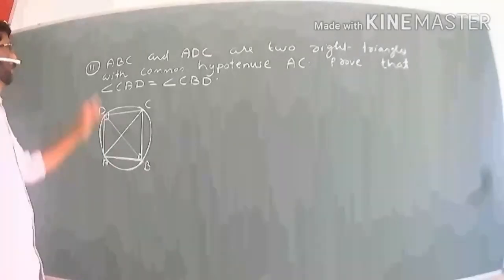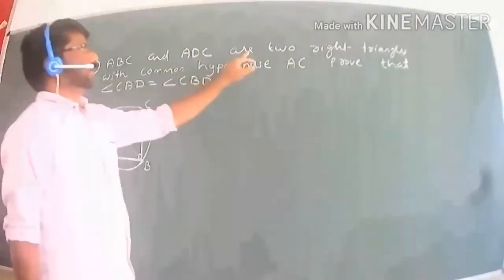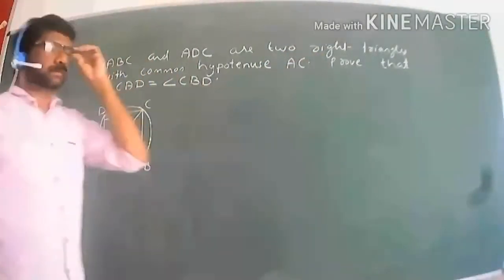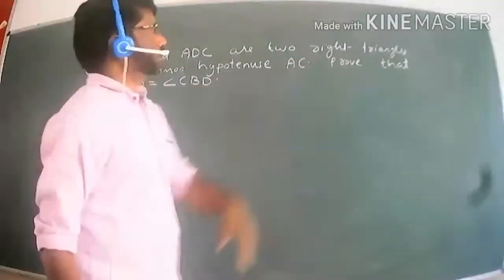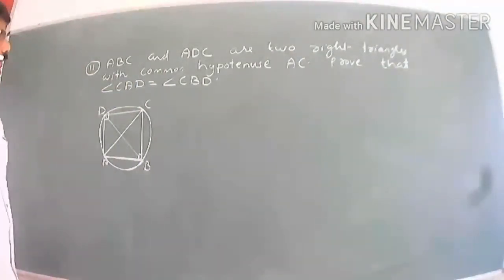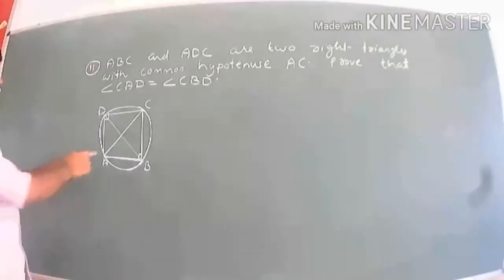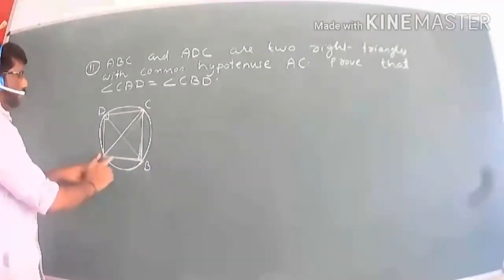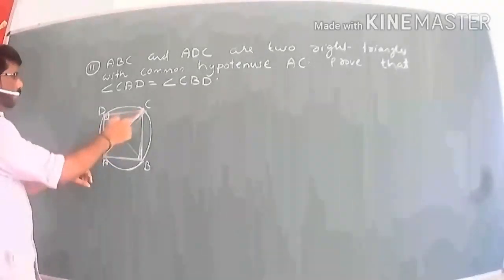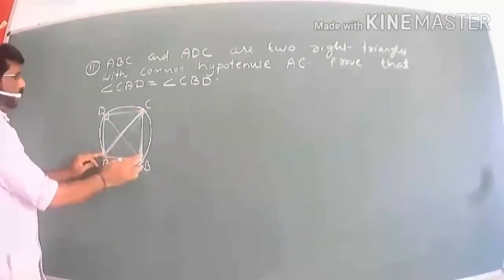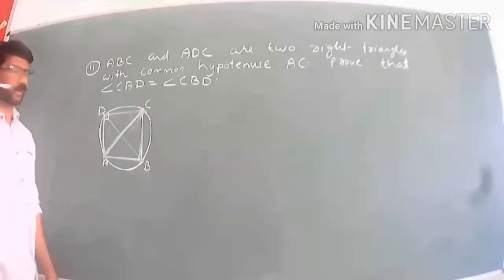Next question is 11. Question number 11. ABC and ADC are two right triangles with common hypotenuse AC. Prove that angle CAD equal to angle CBD. So that is the question. So here you can see ABC is a right triangle. ADC is also a right triangle with the common hypotenuse. AC is the hypotenuse for both the triangles. So AC is the common hypotenuse.